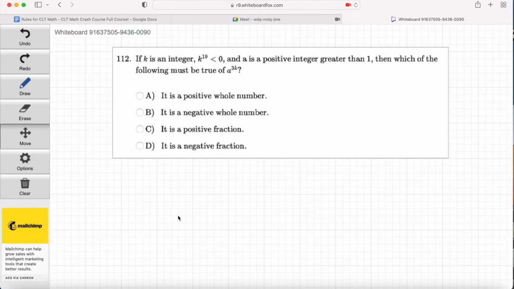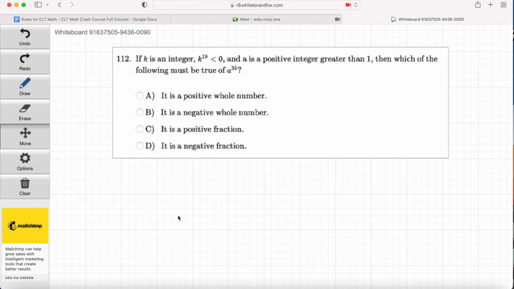If k is an integer, k to the 19th power is less than 0, and a is a positive integer greater than 1, then which of the following must be true of a to the 3 times k power? Did you attempt this one algebraically? I read it and got scared. Okay, I totally understand.